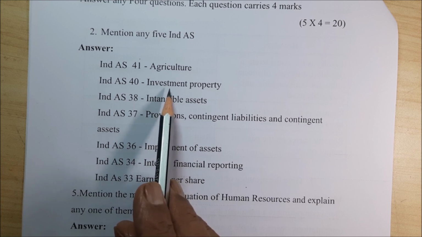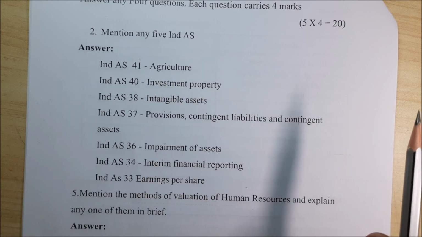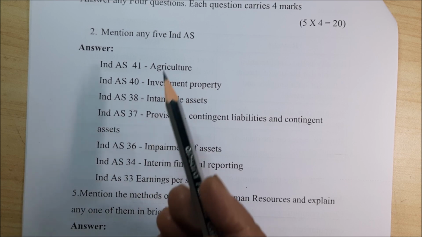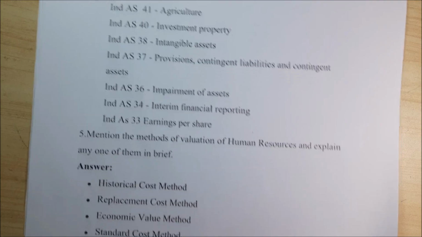Investment, you know that you are going to invest outside anywhere. Agriculture, I need not tell. Then Ind AS 36 impairment of assets, Ind AS 34 interim financial reporting, Ind AS 33 earnings per share, which is called EPS. So you can write any 4, where I have given you more than 4.